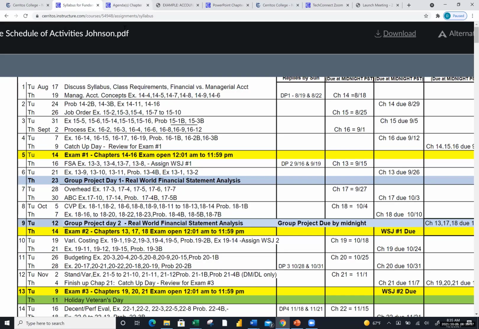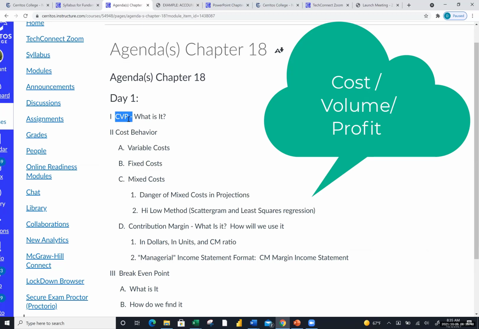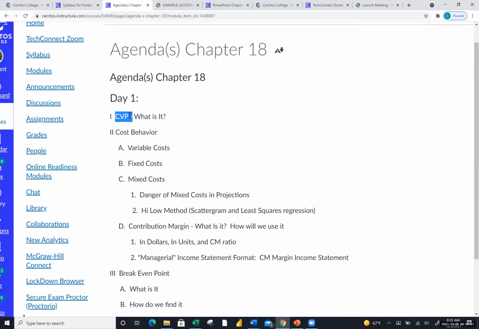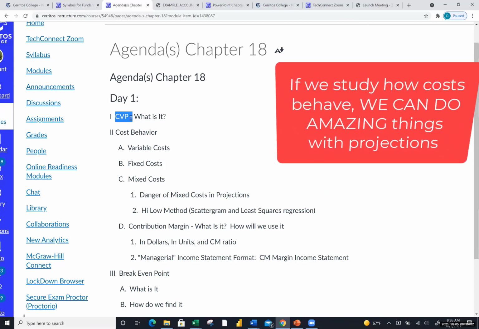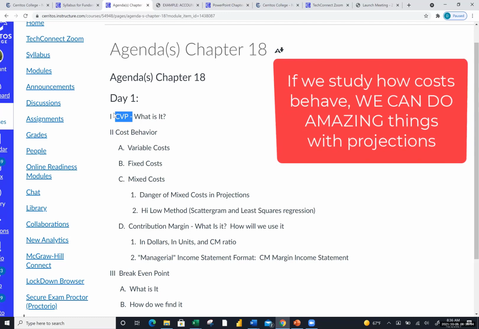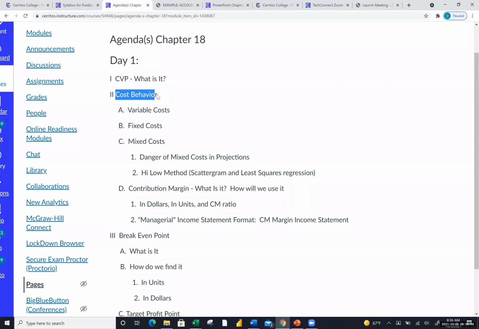So we have a packed agenda. Chapter 18 has a lot in it. The chapter is entitled Cost, Volume, Profit, or at least it should be. I think it's called Cost Behavior and Cost Estimation. But it's all about three initials: cost, volume, and profit, and how they are interrelated, and how if we study how costs behave, then we'll be able to do a lot more forecasting properly. And that's why this chapter is foundational for the rest of the class. So we're going to start off by talking about cost behavior.